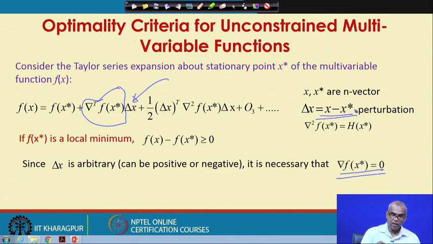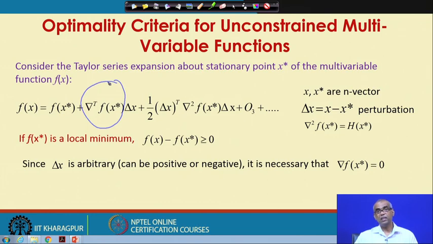So, the gradient, that means this term, must be equal to 0, so that f(x) minus f(x*) is greater or equal to 0. So, this is the first necessary condition, the first order necessary condition for the local minimum.